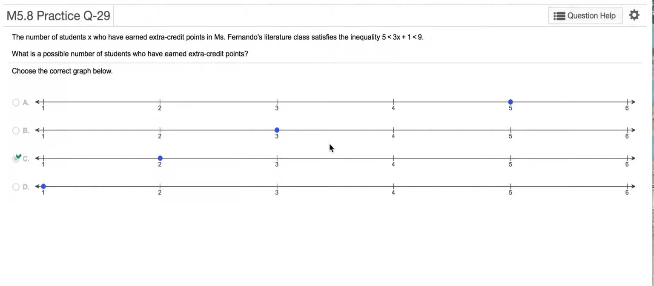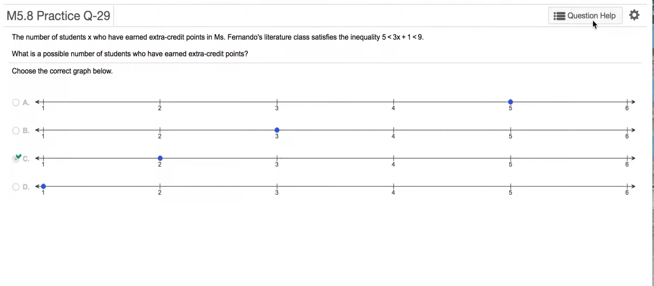Today we're going to work through some inequalities. Here is the question that we've been given. The number of students x who have earned extra credit points in Miss Fernando's literature class satisfies the inequality 5 is less than 3x plus 1, which is less than 9. So what is the possible number of students who've earned extra credit points?